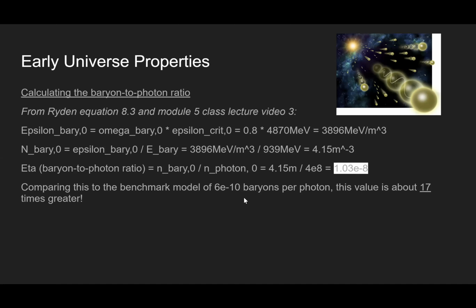Comparing this to the benchmark model of about 6 times 10 to the negative 10 baryons per photon, this value is definitely greater. It's about 17 times greater, but as you can see, there's still many more photons than baryons.